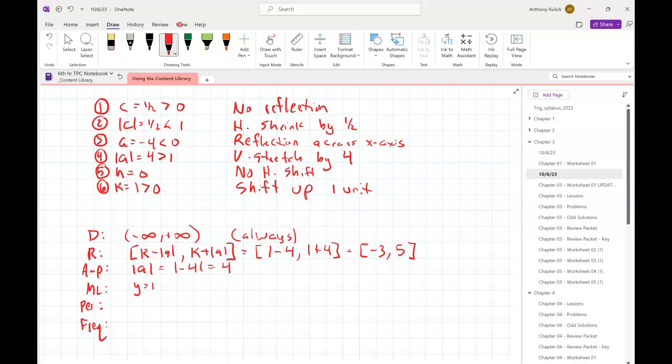The midline is y equals K. Well, K in our case was just 1. Now I want to point out to you guys, the midline is an equation of a line. It must start y equals. If you write down that the midline is 1 and not y equals 1, I will mark that wrong. Okay? The midline is not a number. It's not a measurement. It's an equation for a line. So it needs to start y equals. Everybody's okay?